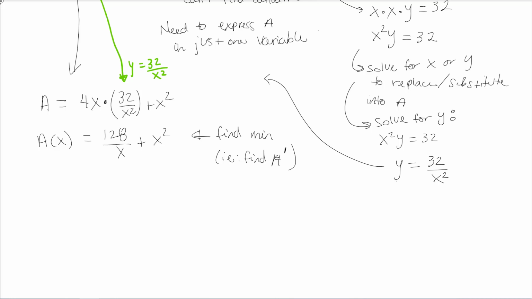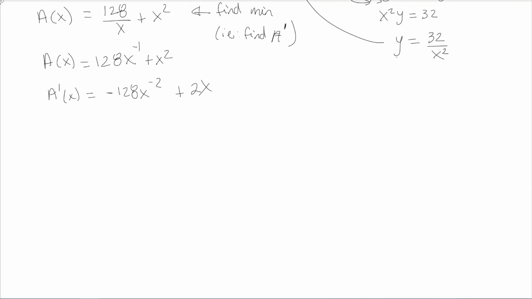So we're going to, well, let me rewrite it. Since I need to find a derivative, I'm going to rewrite it as 128x to the minus 1 so I can use the general power rule. So a prime of x is, bring the minus 1 down, so negative 128x to the minus 2, plus, bring the 2 down, 2x. And remember, we have to set these equal to 0 to find critical numbers. So I'm going to rewrite it again as over x squared. Right, rewrite it with positive exponents. And now I'm going to set it equal to 0 to find critical numbers.